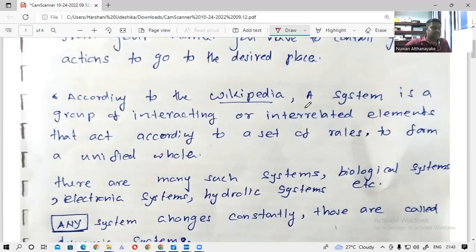A system can be one component, or it may be a collection of some components, and it should do a specific task. The components of the system should be interconnected and work by supporting each other to do that task.